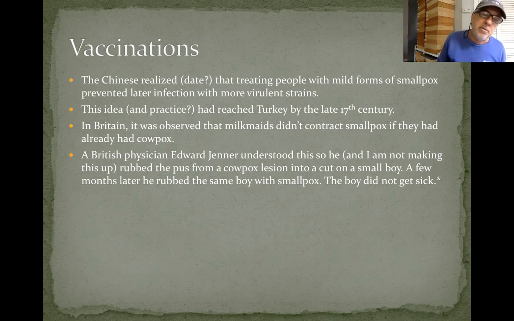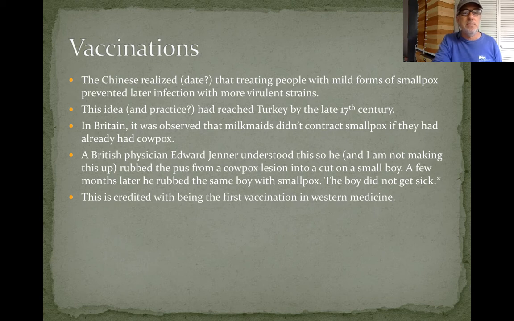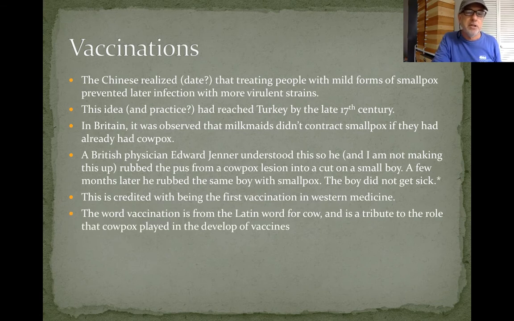Okay, little unethical. A few months later, he took the same boy, cut him again, and rubbed him with smallpox. Really unethical. But the boy did not get sick. So he proved to himself that the cowpox actually gave immunity from smallpox, which is a horrible disease. So this is credited with being the first vaccination in Western medicine, although, as I said, the Chinese had been doing this for maybe 1,000 years at that point.